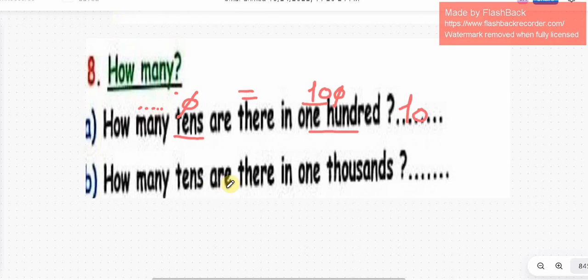How many tens are there in 1,000? I'm gonna cross the word tens and put 1, 0. And the word 1,000. How can we write 1,000? 1 and 3 zeros. Let's cross now. Cross this 0 with this 0. Now you have 100. Clear?